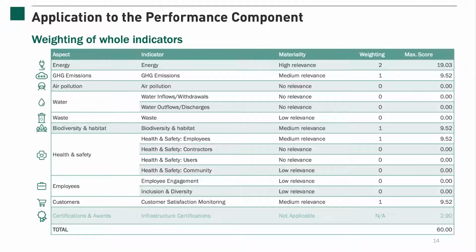The weighting of the indicators is automatically redistributed to ensure that the performance component retains its overall weight of 60% of the asset assessment. Both the materiality level and the maximum score or weighting will be shown in the portal at the top right for each indicator in the performance component. See the lesson on asset assessment performance component for more detail.